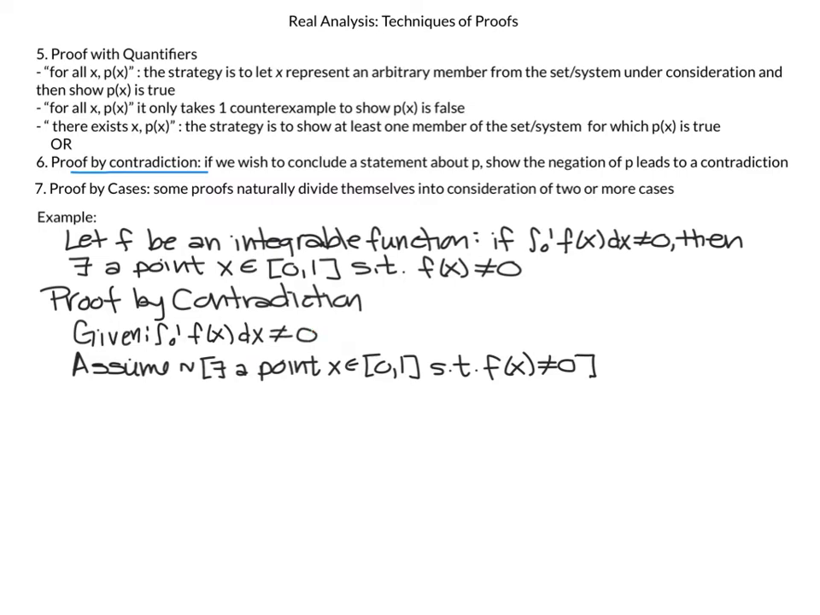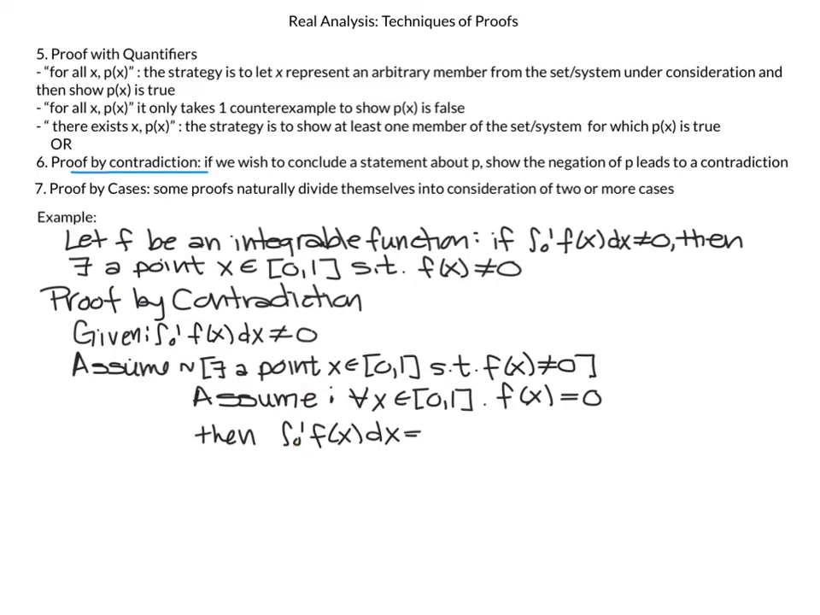So we're given that the integral of f of x from 0 to 1 dx is not equal to 0. And then we're going to assume the opposite of what we want to prove. So this is why we need to learn how to negate the there exists. We're going to negate the there exists a point x in 0 and 1 such that f of x is not equal to 0. And when we negate the there exists, we get for all x between 0 and 1, f of x is equal to 0. So this is what we are going to assume.